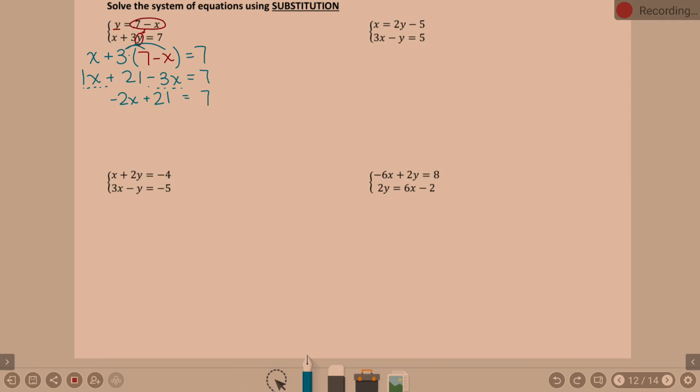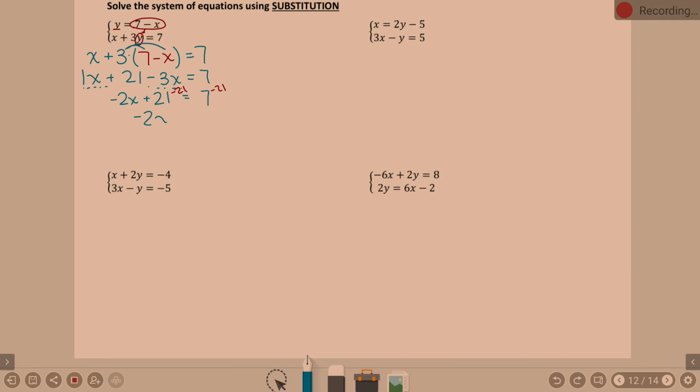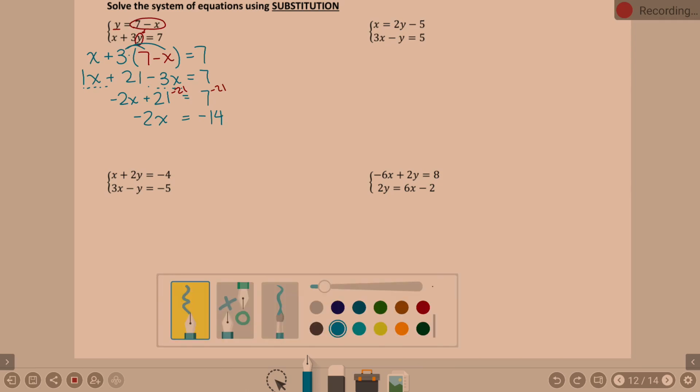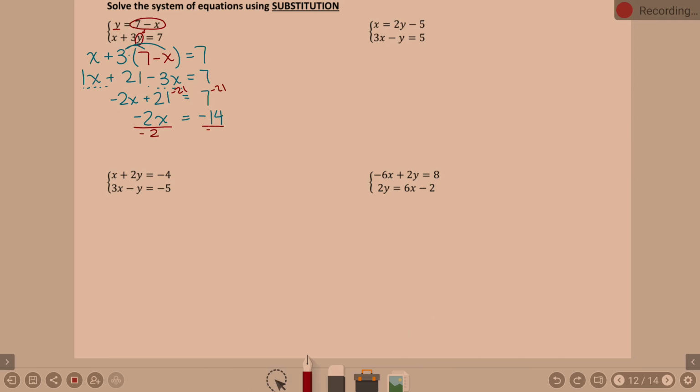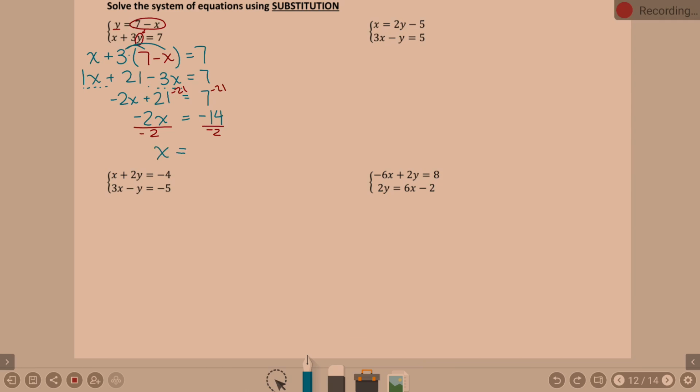What do I do to solve? Yeah, if it's negative 2x plus 21, I'm going to subtract 21. So then negative 2x, 21's cancel, equals 7 minus 21 is negative 14. If negative 2x equals negative 14, then we're going to divide by negative 2, and x equals 7, because negative 14 divided by negative 2 is 7.